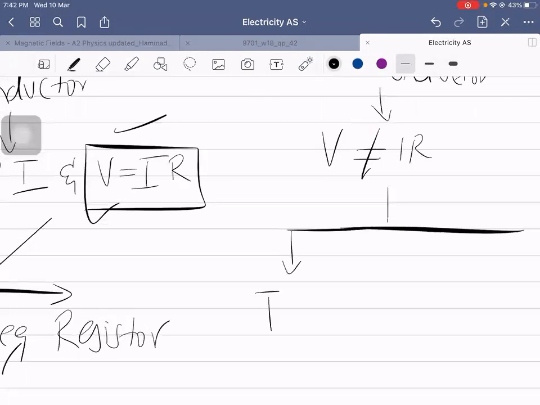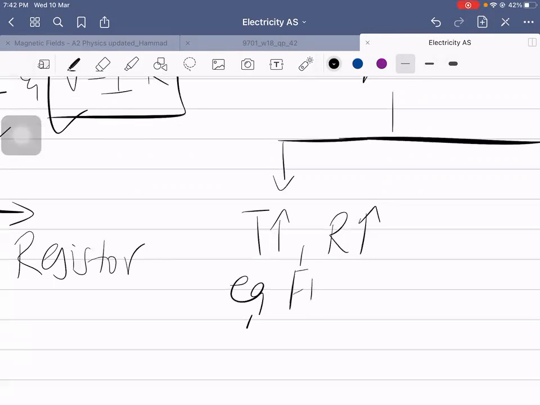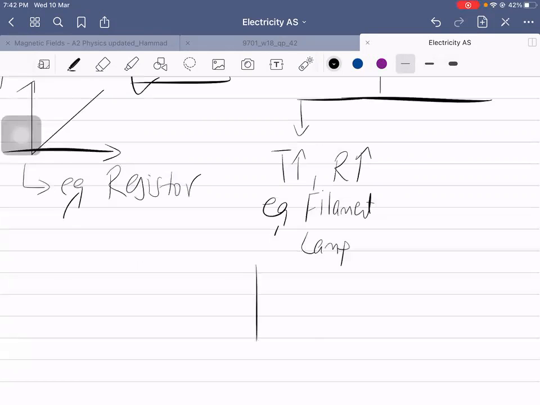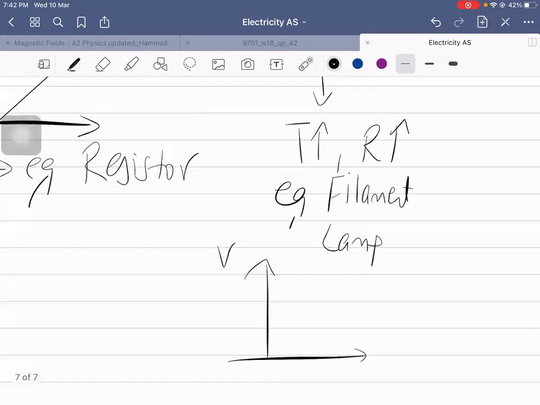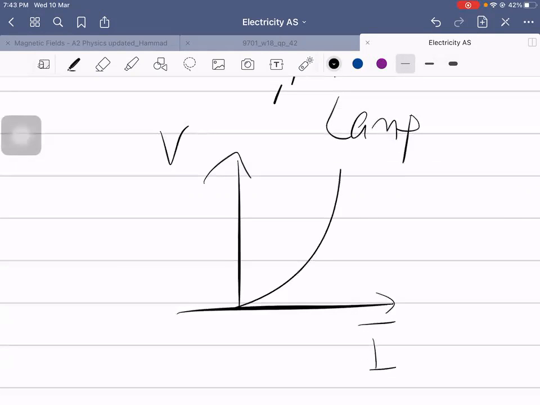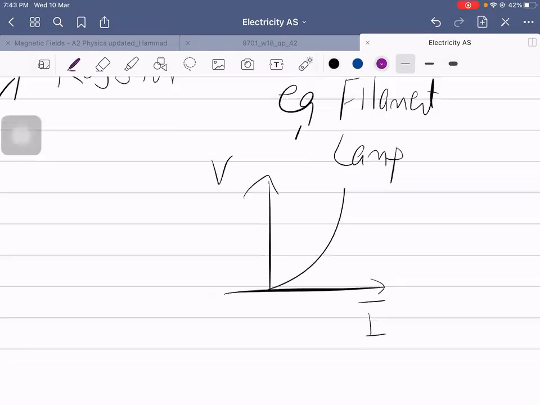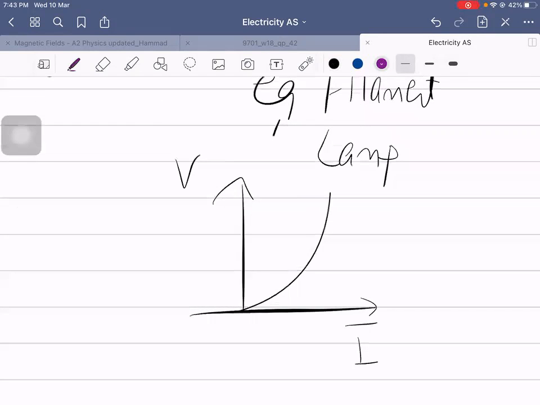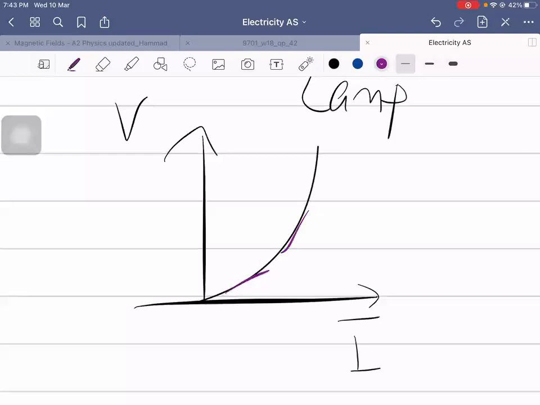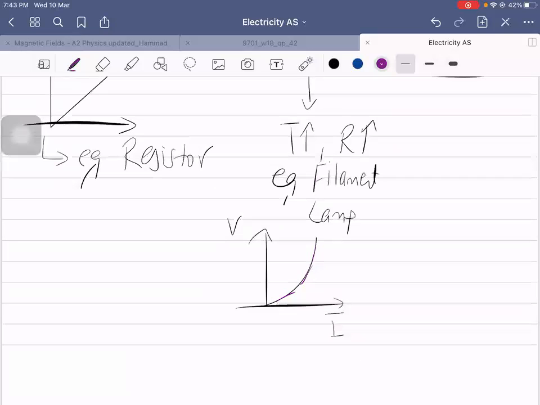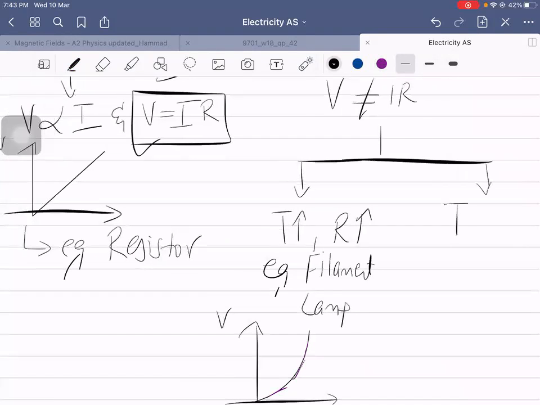One is when the temperature increases, the resistance increases, as in case of a filament lamp. These objects will have a V against I graph such that it's a curve. You need to understand that the gradient of a V against I graph is your resistance. And since the gradient or the tangent is increasing at every different point, therefore the resistance is increasing. The other type is when the temperature increases, the resistance decreases. For example, a thermistor.